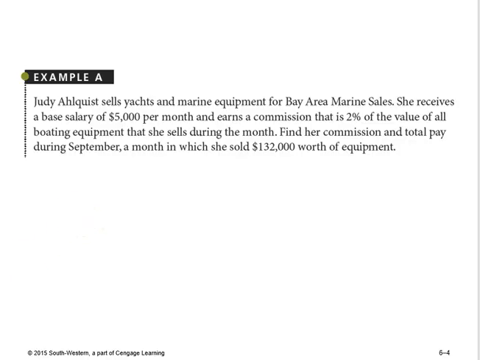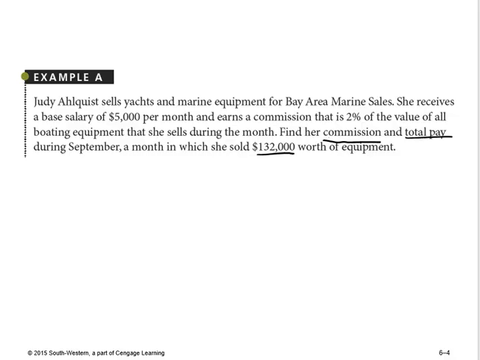And so let's take a look at this first example. Here, Judy sells yachts and marine equipment. She receives a $5,000 base salary per month and earns a commission that is 2% of the value of all boating equipment that she sells during the month. And so what we need to do is to find her commission and total pay during September. Let's say that she also sold $132,000 worth of equipment.